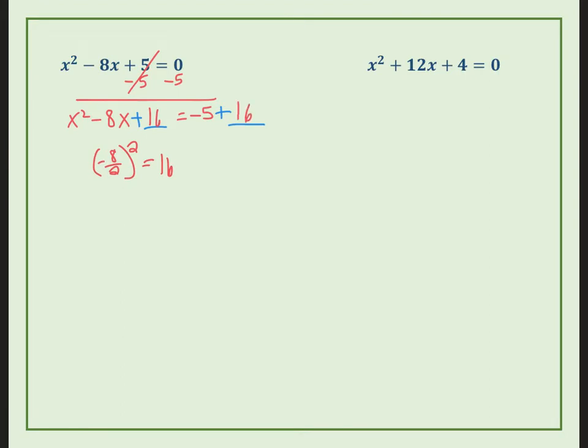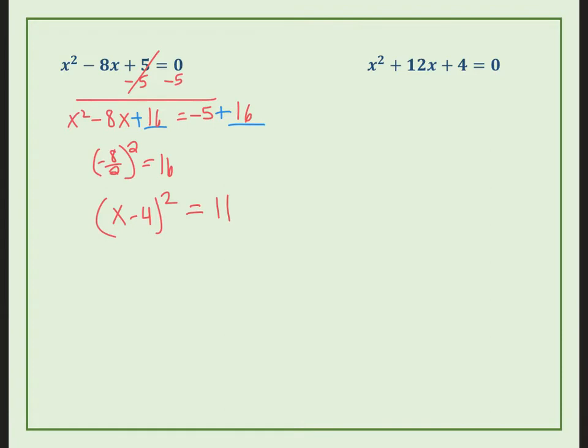So now we have created that perfect square on the left. So the perfect square is going to be that half of the b. So it's basically the square root of a and the square root of c, and you get x minus 4, because we're going to keep the sign of whatever was in front of b. So one of the other ways to look at it is half of this value gives us a number that goes in there. Okay, and on the other side we have negative 5 plus 16, we get a positive 11.